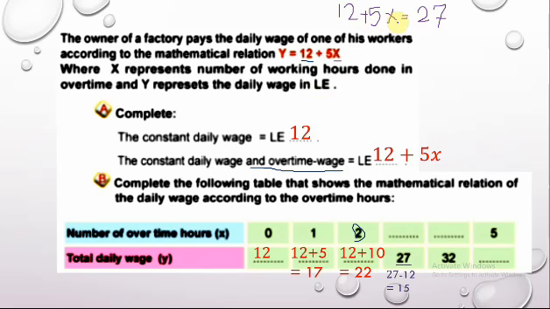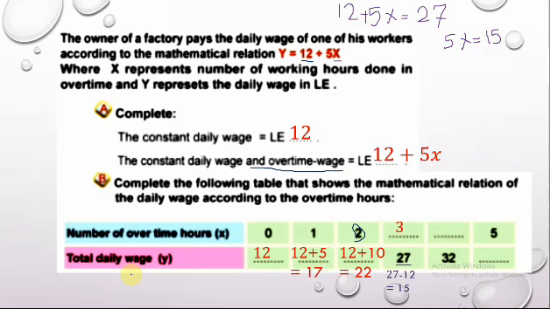Which means from here the 5x equals the 15. 5x, the number of overtime hours multiplied by 5, will equal 15. So what's the value of x? 5 times what gives me 15? 5 times 3.